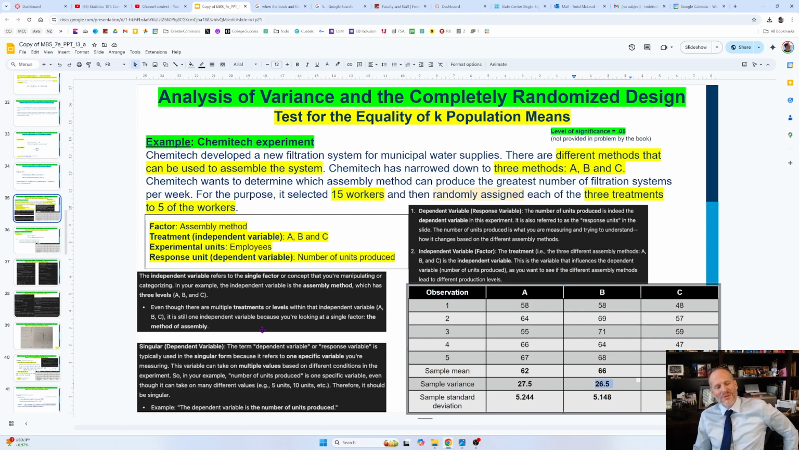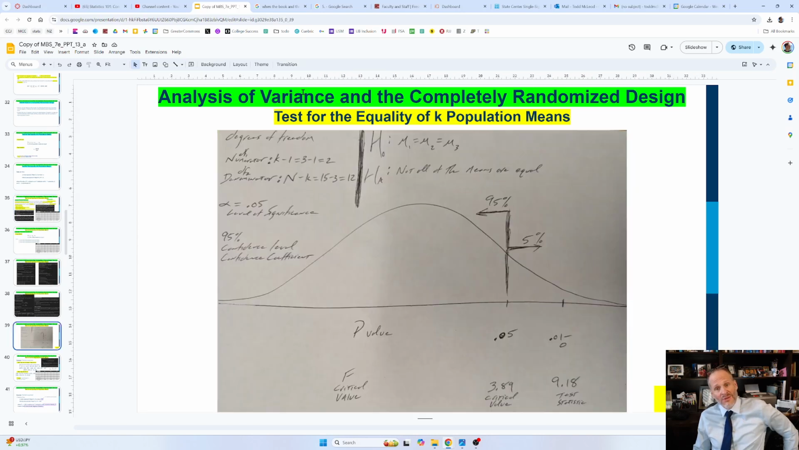But maybe you want to prove that with statistics as opposed to just looking at it and making that decision. And so we do this analysis of variance, ANOVA, right? And we test for the equality of k population means. And we do that here for this experiment. And we find that we reject the null hypothesis.